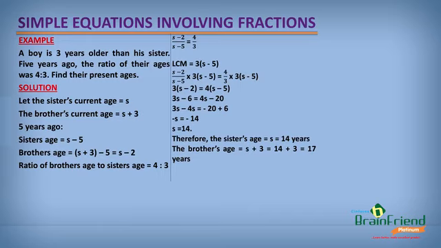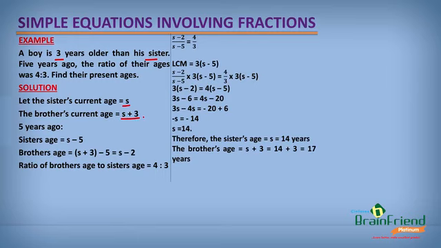Another word problem which will lead to an equation involving fractions. A boy is 3 years older than his sister. 5 years ago, the ratio of their ages was 4 to 3. Find their present ages. Now, when dealing with word problems, the first step is to designate a letter to the unknown. So let the sister's age be S. If the boy is 3 years older than her, that means the boy's current age is S plus 3.